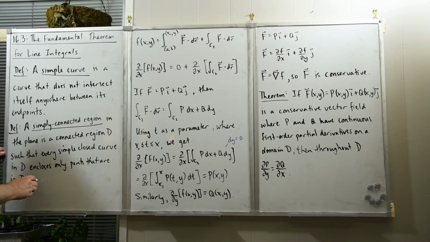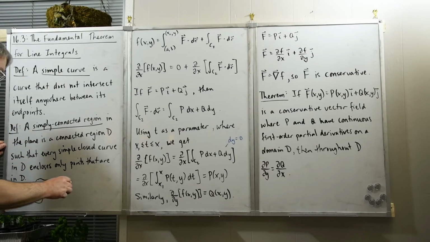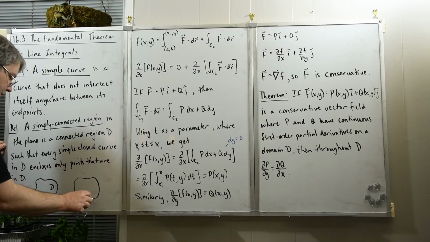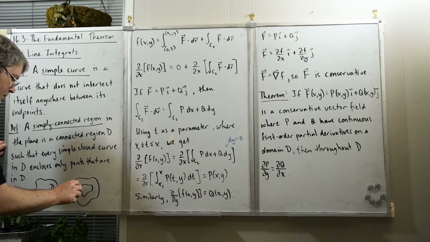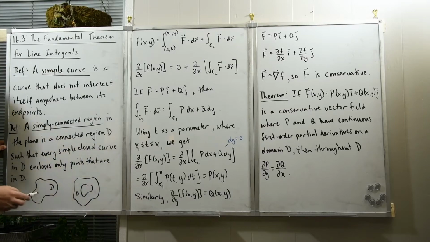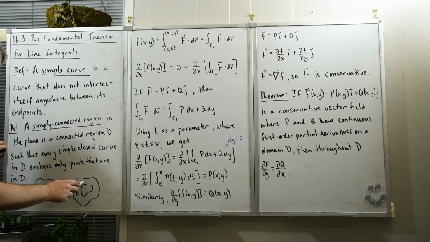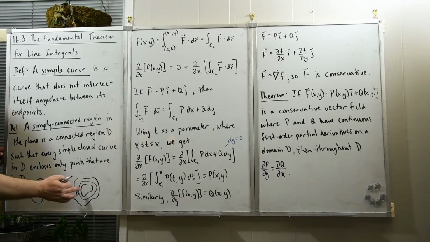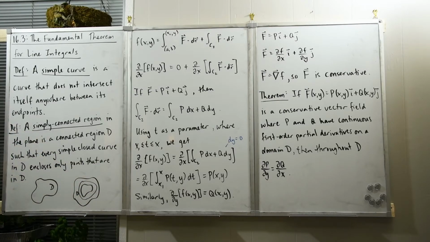So if you were to have some sort of region D like this, this would be a simply connected region, because if you have any sort of simple closed curve in here, you're only going to be enclosing points that are in D. But if you have a region like this, let's say, where this is D, I could have some sort of simple closed curve like this, and it's going to include points that are not in the region D. So this would not be a simply connected region.